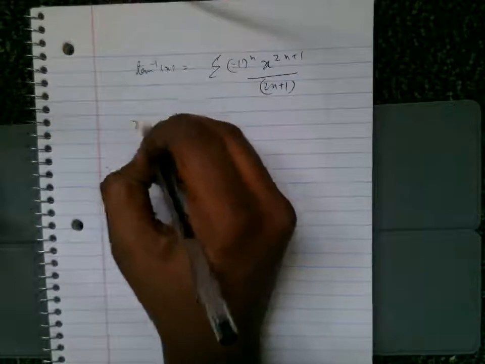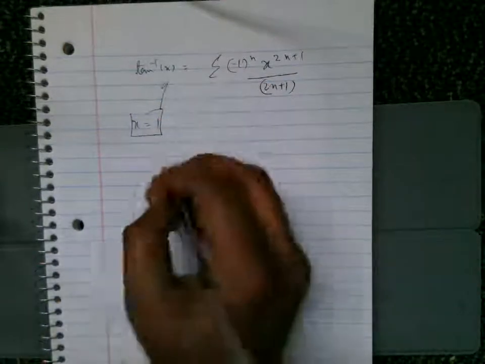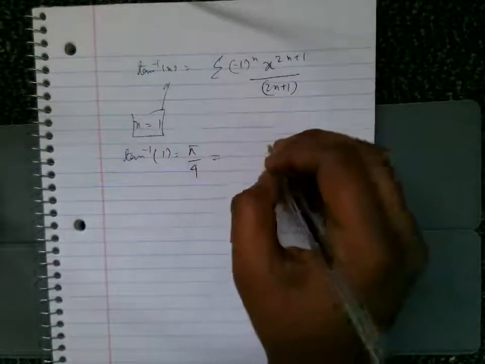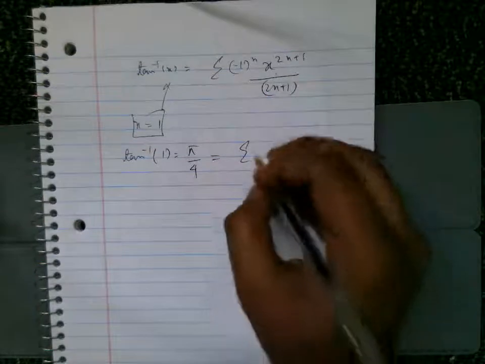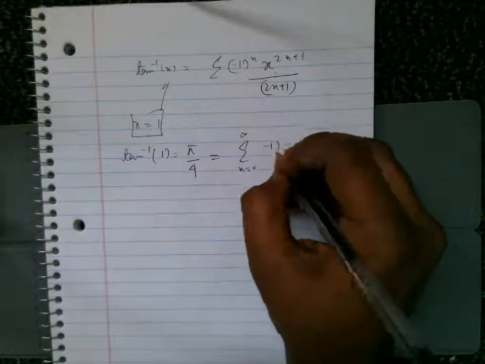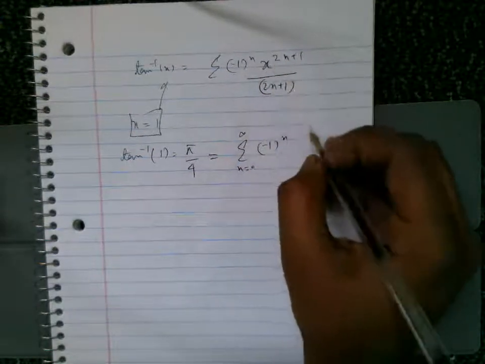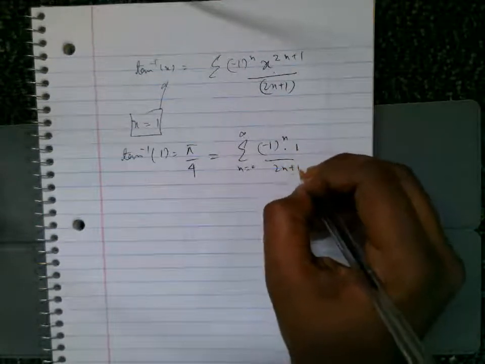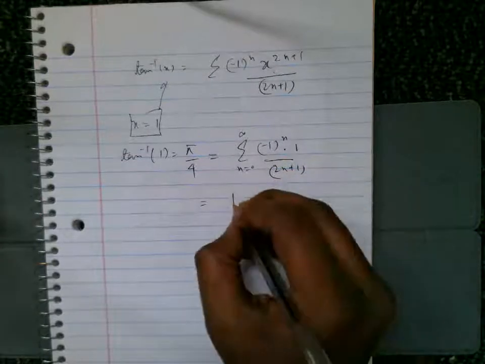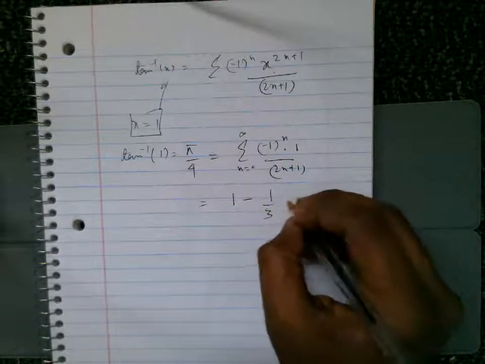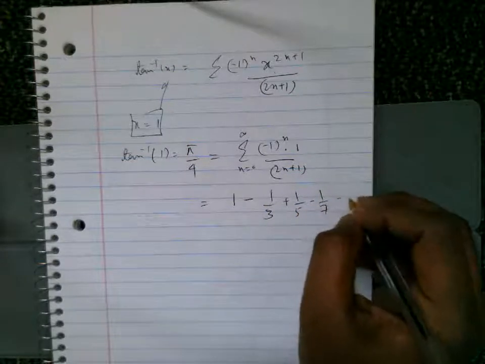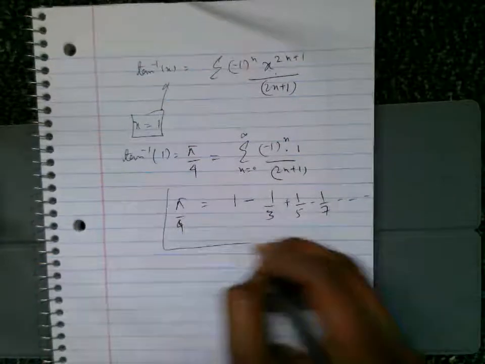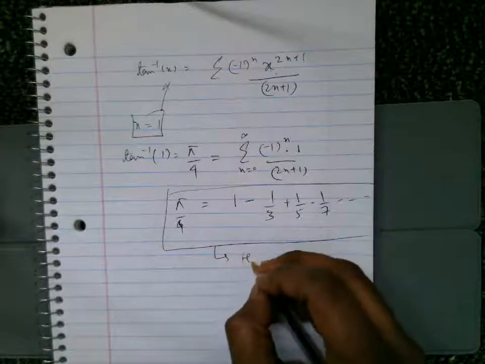And now just substitute x is equal to 1 in this case. So you will have tan inverse 1, which is pi by 4, equal to, substituting x equal to 1 here, minus 1 to the power n, and 1 to the power 2n plus 1 is just 1, so 1 by 2n plus 1. Which can be thought of as 1 minus 1 by 3 plus 1 by 5 minus 1 by 7 and so on. So this is what we have shown, hence proved.